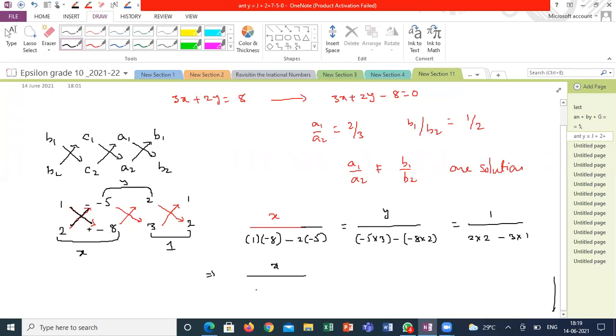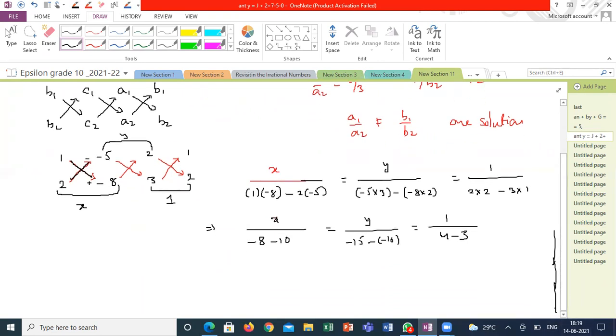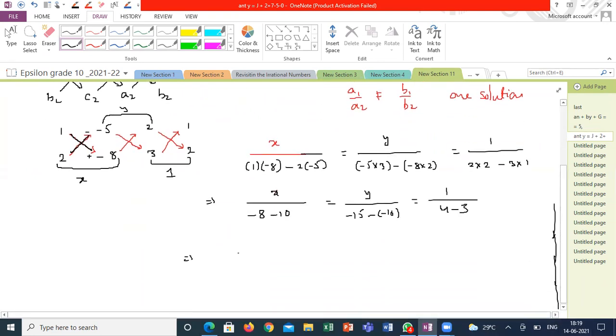So x divided by minus 8 minus 10 will be equal to y divided by minus 15 minus of minus 16 is equal to 1 divided by 4 minus 3. So what I'm getting, the proper ratios here: x by minus 18 is equal to y by plus 1 now.